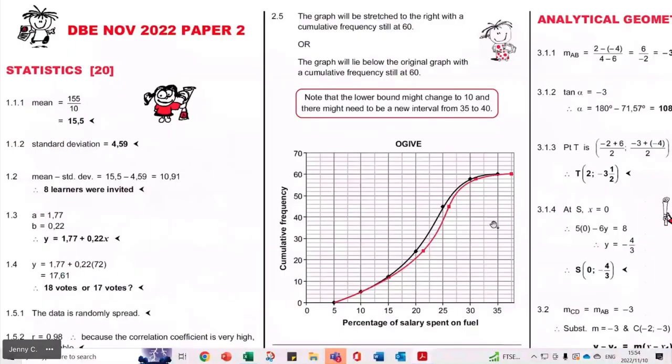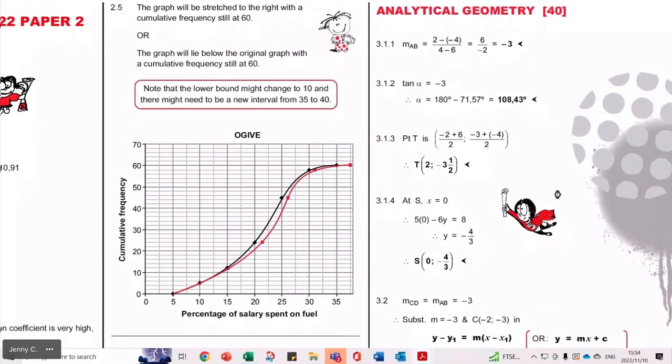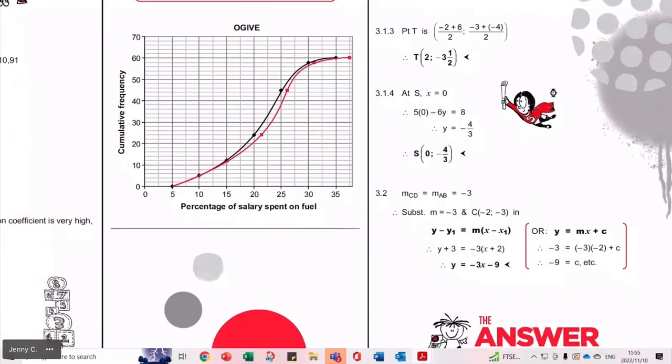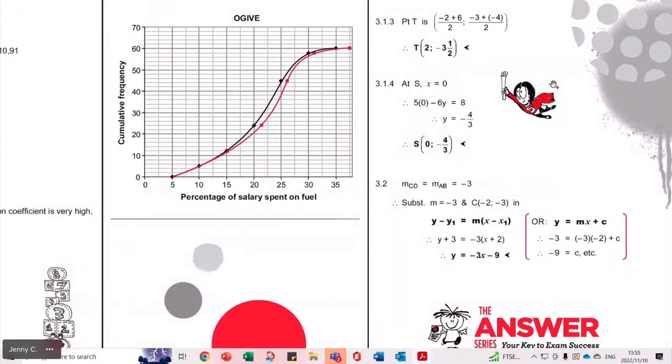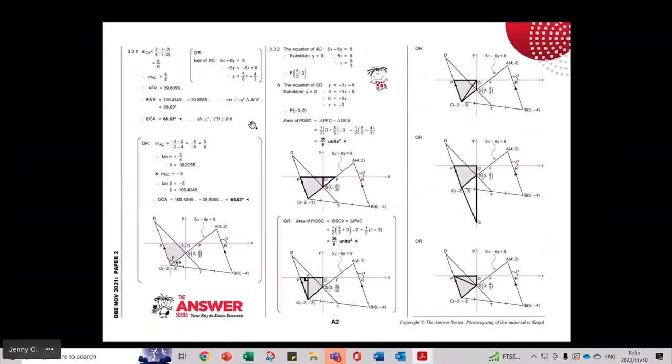Okay, if we move on to question 3, let me show you the memo here. So I think question 3 started very nicely. 3.1.1, fine. 3.1.2, 3.1.3, 3.1.4, very nice. Just get into the paper, not bad at all. Question 3.2, to find the equation of the straight line CD, also no problem at all.